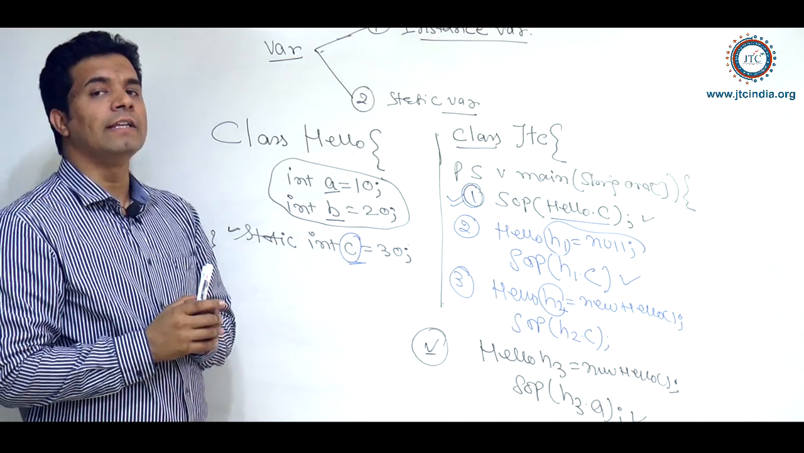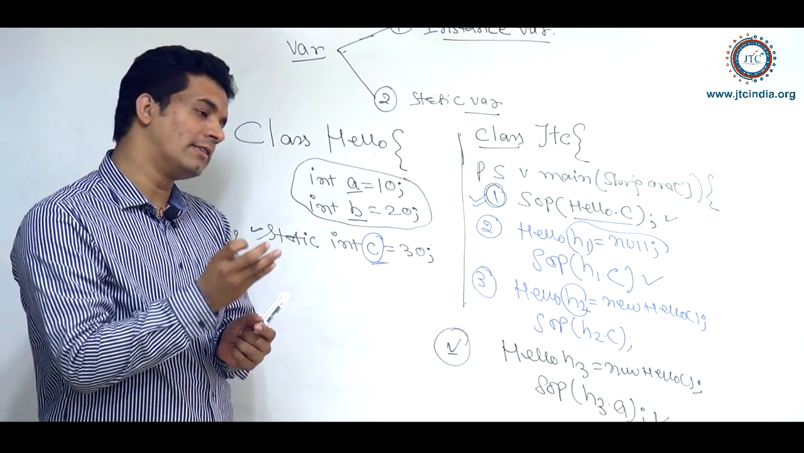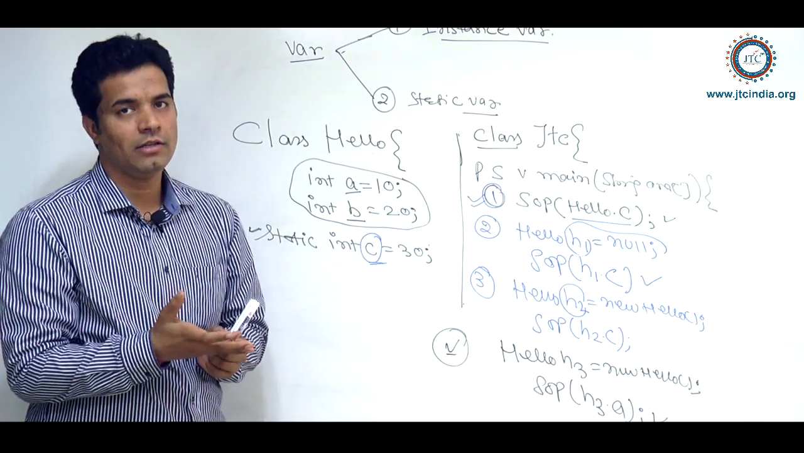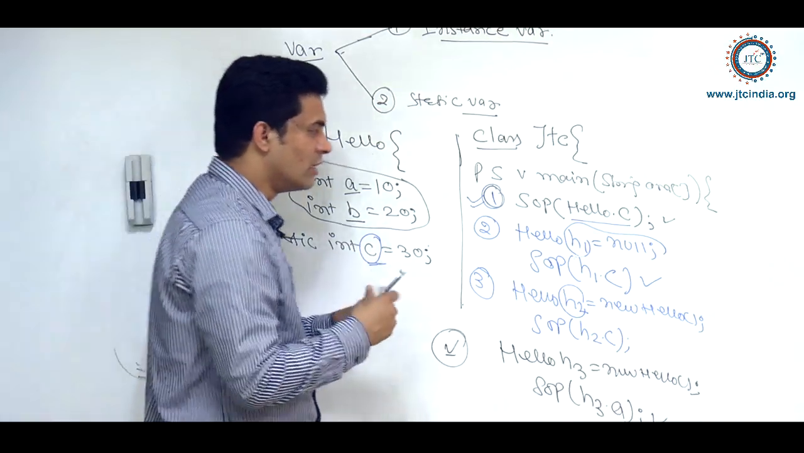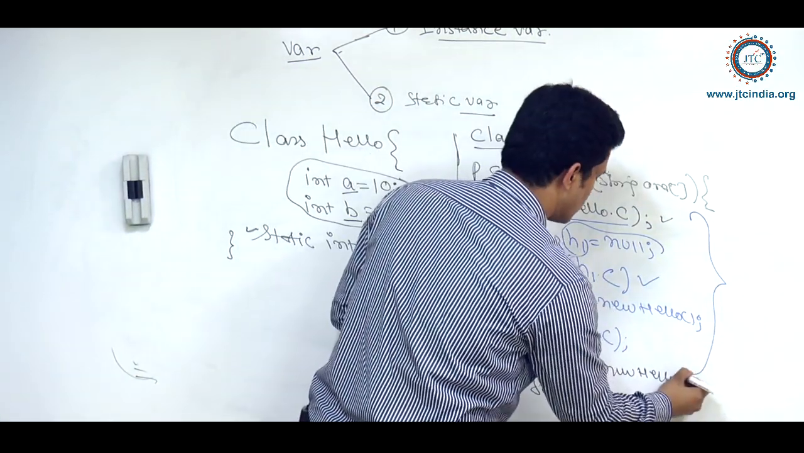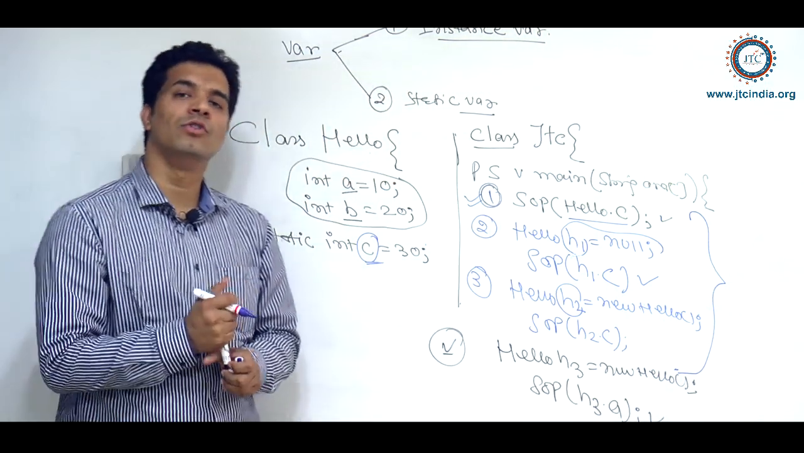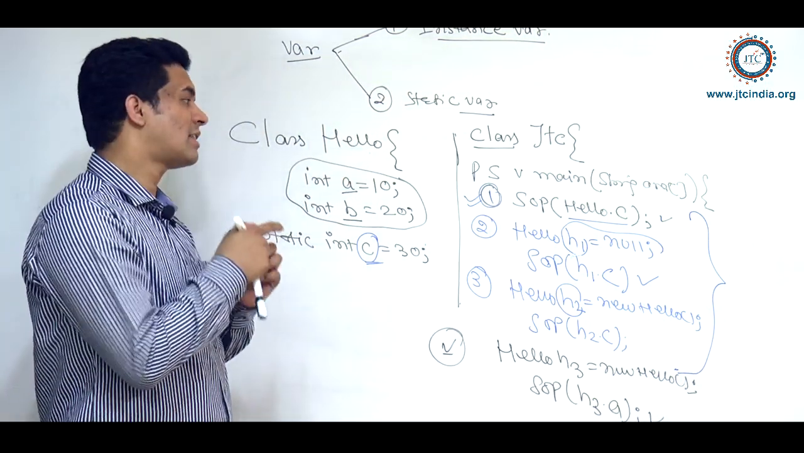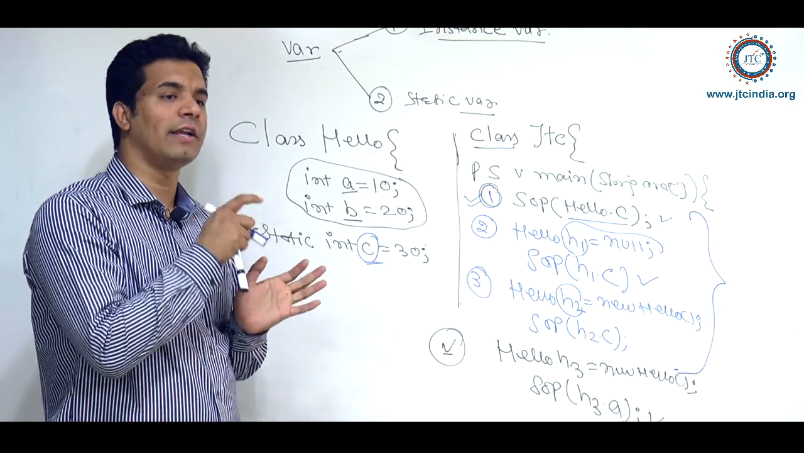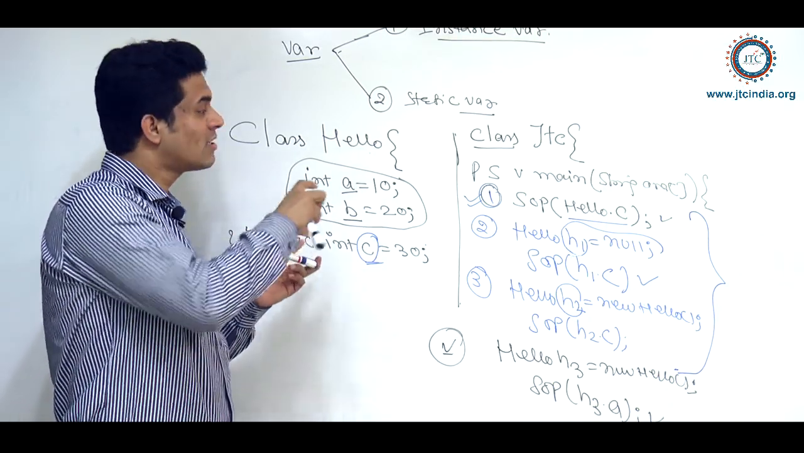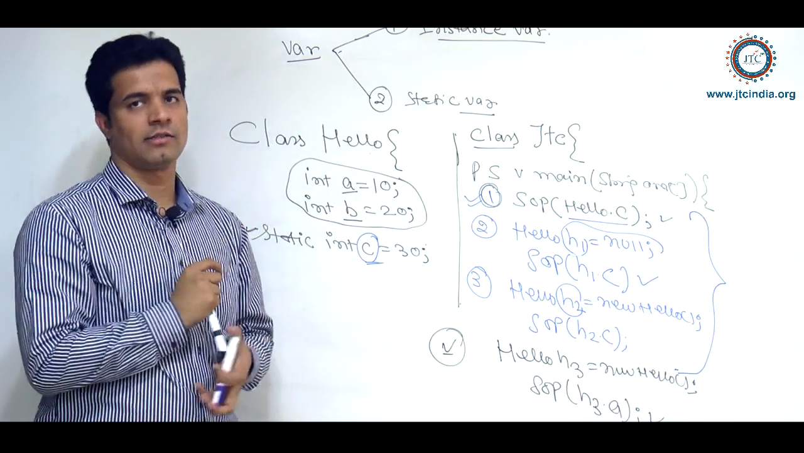Whereas if any static property is there, let it be either a static variable or a static method, you can access any static property of a class in these three different ways. So here I have just shown you how instance and static members, or variables, of a class could be accessed outside the class.